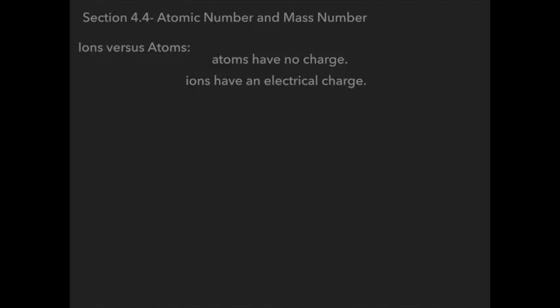Now, an ion has an electrical charge. So if you get rid of electrons, which are negatively charged, you end up with a positive charge. If you gain electrons, which have a negative charge, then you have a negative charged ion.